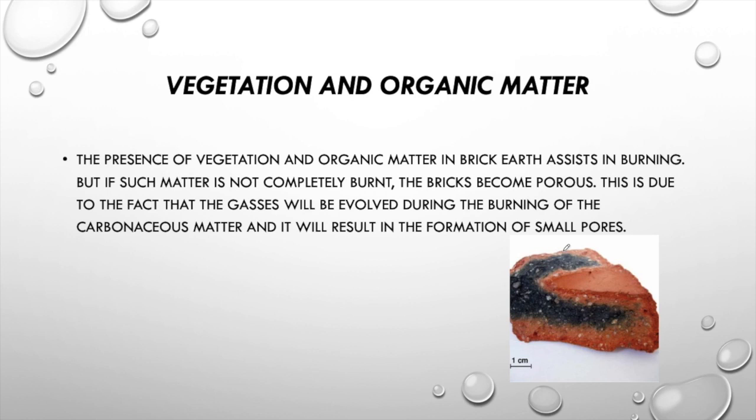Now, the vegetation and organic matter, actually these are the carbonaceous matter. These contain carbon, and when it burns, it leads to a black color in the brick. The presence of vegetation and organic matter in the brick assists the burning, but if such matter is not completely burned, the bricks become porous. The bricks become porous because of the vegetative matter, and this is due to the fact that gases will be evolved during the burning of the carbonaceous matter, and it will result in the formation of small pores.